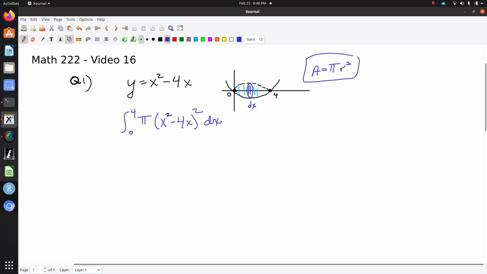And I'm not going to actually do this for you. You can do it yourself, and you can also look at Wolfram Alpha if you like to double check your answers, and that's fine. Now, the harder one though is what happens if I want to revolve it around the other axis.